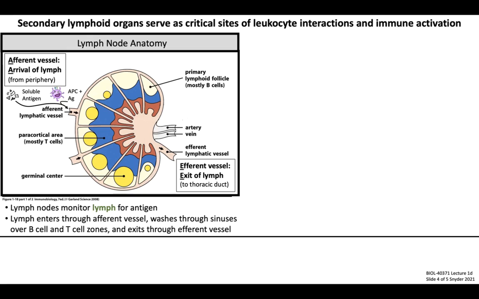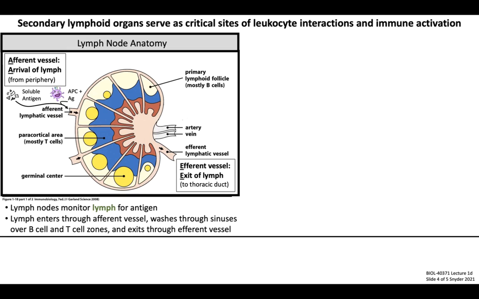So these monitor lymph for antigen, which can enter in the form of either soluble antigens or an antigen-presenting cell that has migrated from peripheral tissue to the lymph node while carrying antigen. Lymph arrives at the lymph node through the afferent vessel, which attaches to this outer region called the cortex. It then washes through a series of sinuses, first over lymphoid follicles that contain B cells.